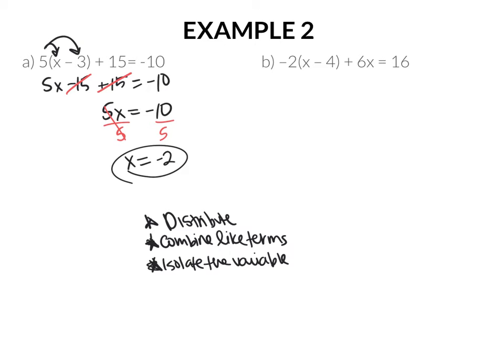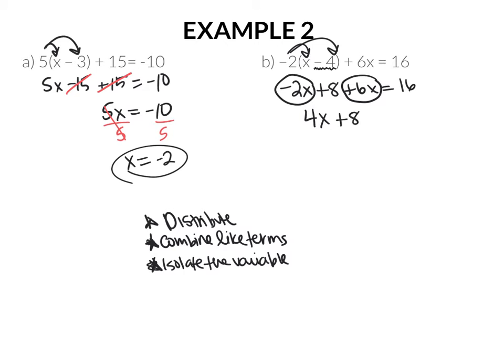Let's check example B. Again, my first step is going to be to distribute. The negative 2 multiplies by the x to give me negative 2x, and the negative 2 multiplies by the negative 4, giving me a positive 8. I bring down what hasn't been used, the plus 6x and the 16, keeping the equal sign where it was. Now I can combine my like terms. I have a minus 2x and a plus 6x. That gives me 4x, and I bring down the plus 8, equaling 16.